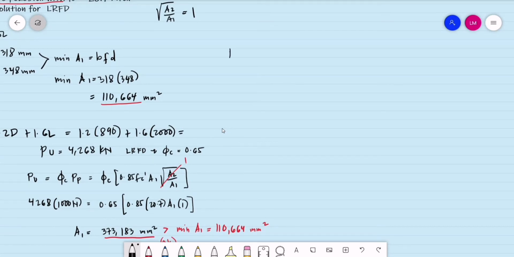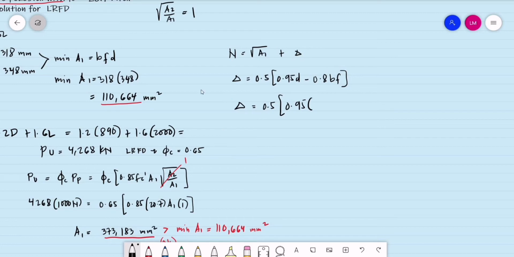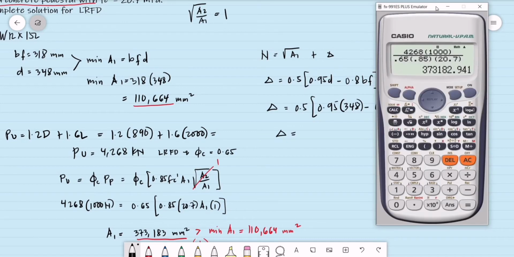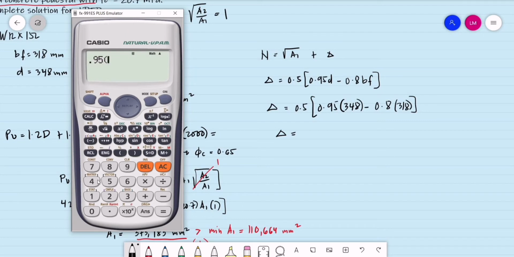So again, how do we compute for the value of N? The value of N is the square root of area 1 plus delta, and the value of delta is equal to 0.5 multiplied by 0.95 of the d minus 0.8 of the b_f. So let's have the value of delta. That is 0.5 of 0.95. What is the depth of this wide flange? That is 348, minus 0.8 of 318. So the value of our delta is now equal to 0.5 of 0.95 of 348 minus 0.8 of 318.